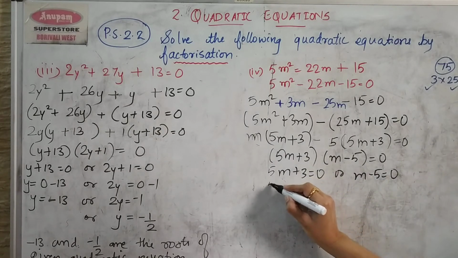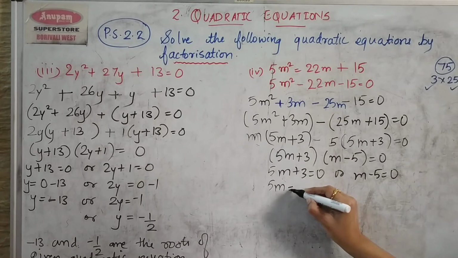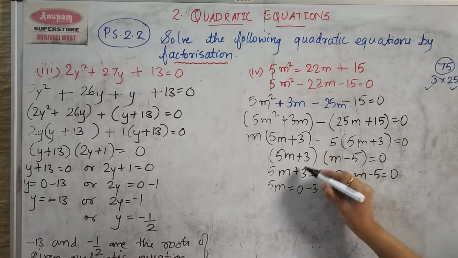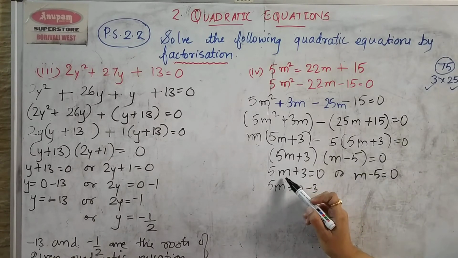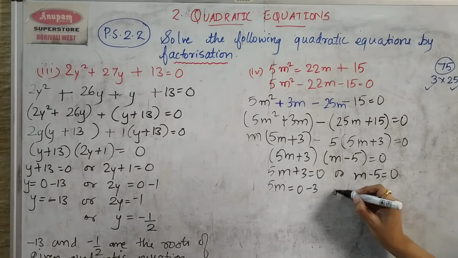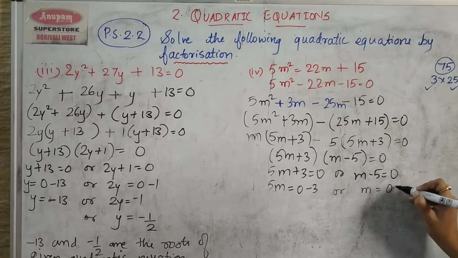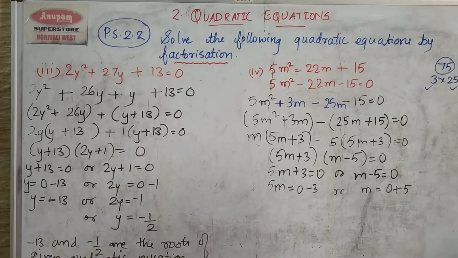I want to find out the value of m. So 5m is equal to 0 minus 3. This 3 will go there first, because 5 will not remove first because 5 is with m. So this will remove afterwards. First we will shift 3 here. Similarly here, 5 shifts to the other side, it becomes 0 plus 5.